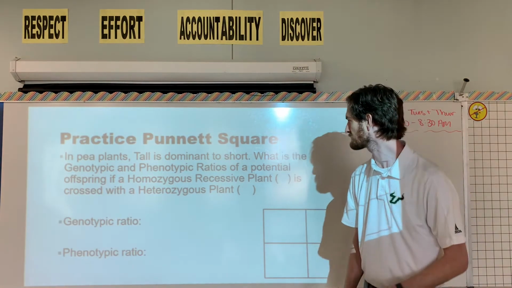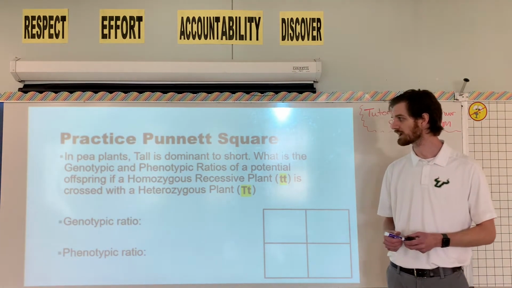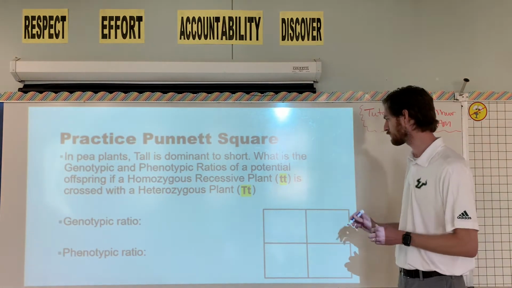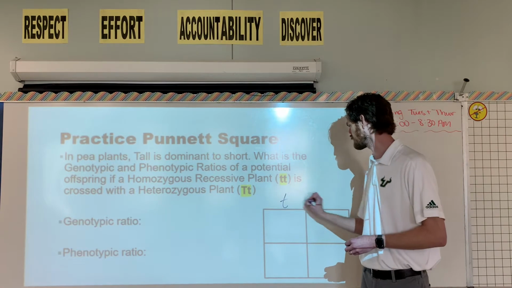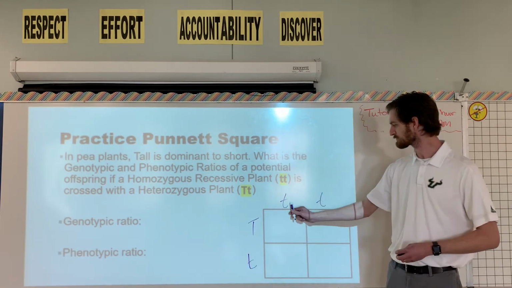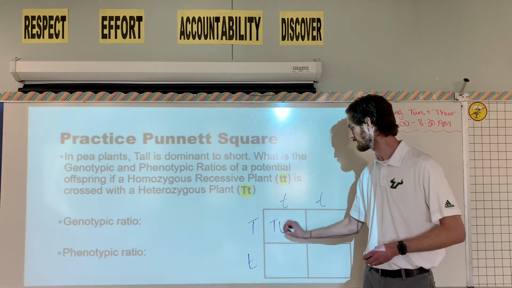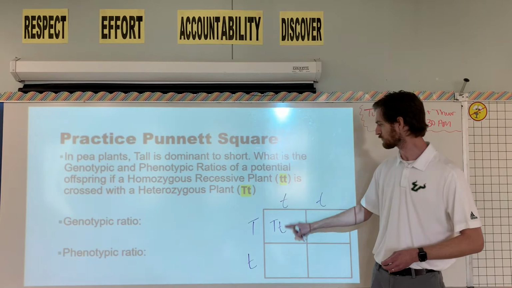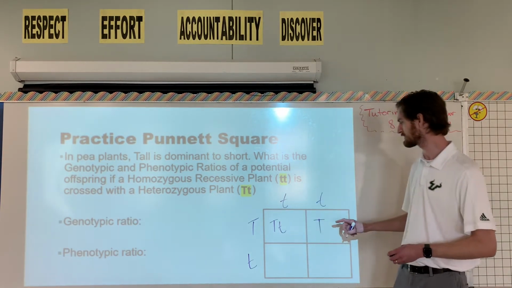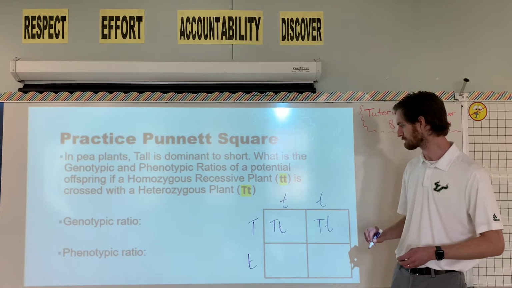All right, so a homozygous recessive plant would be two lowercase letters, and a heterozygous plant would be one capital and one lowercase. So if we fill this in real quick, let's put our homozygous across the top, our heterozygous on the side. I'm splitting up the alleles, showing that law of segregation here, and then each one comes into the box that it corresponds with. So the capital T comes all the way across, and the lowercase t's in both of these scenarios come down.